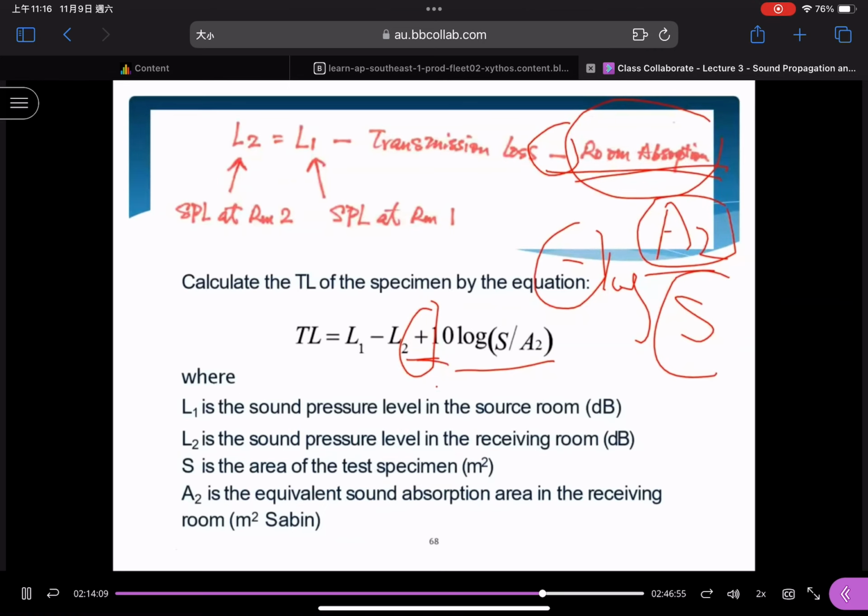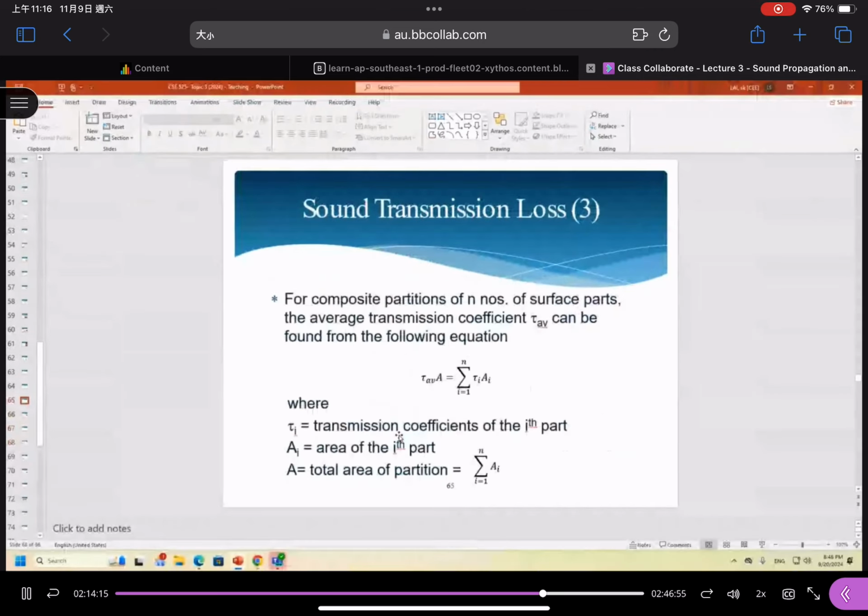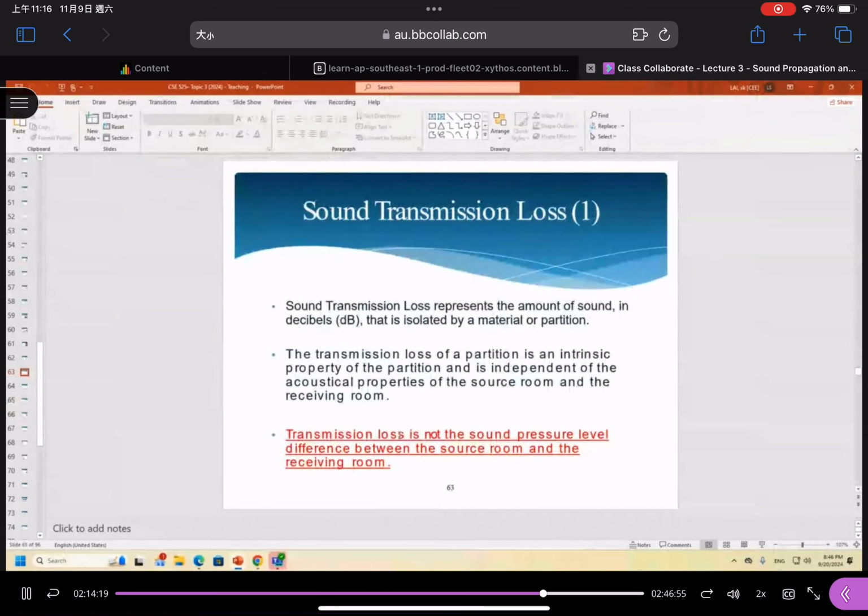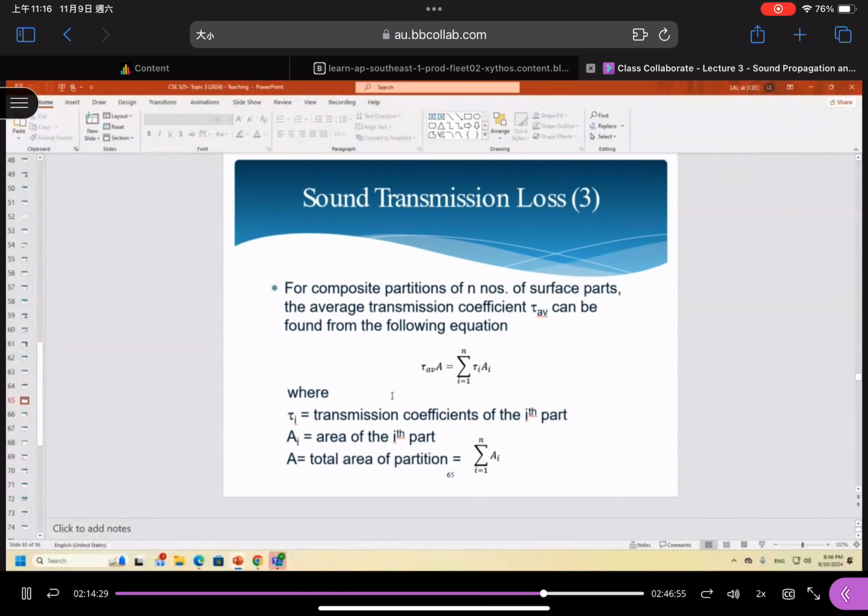So when you go back to this page, there is a statement here. Transmission loss is not simply the sound pressure level difference between the source room and the receiver room, because we still have the last component, this one.